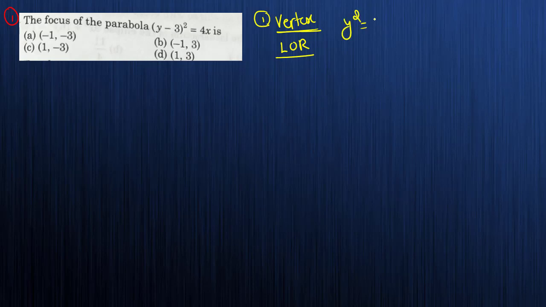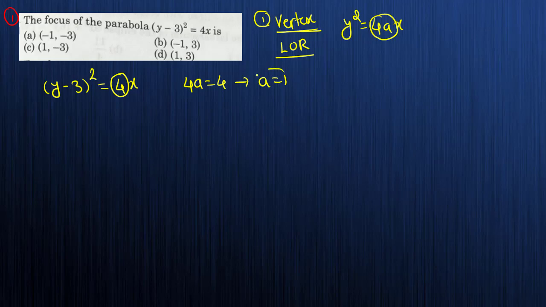Length of latus rectum is very simple. Suppose you have y square is equals to 4ax, this is my length of latus rectum and this is the standard equation of a parabola. तो देखो भाई यहाँ पे क्या दिया है, it is nothing but (y minus 3) whole square is equals to 4x. So the length of latus rectum is 4, means 4a is equals to 4, which implies a is equals to 1.